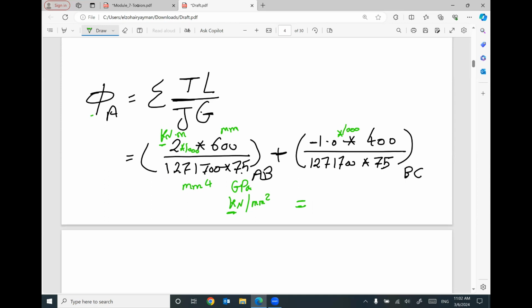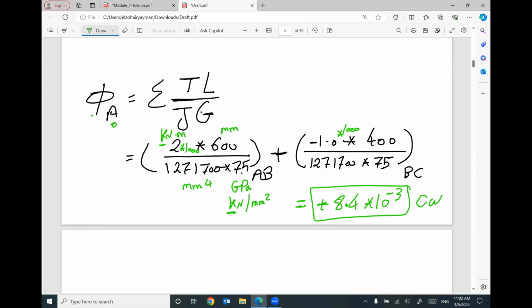It will be positive 8.4 times 10 to power -3. Positive means clockwise rotation of the free end B. I'm sorry, the free end A.